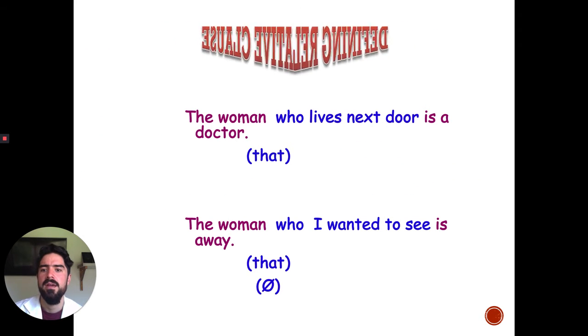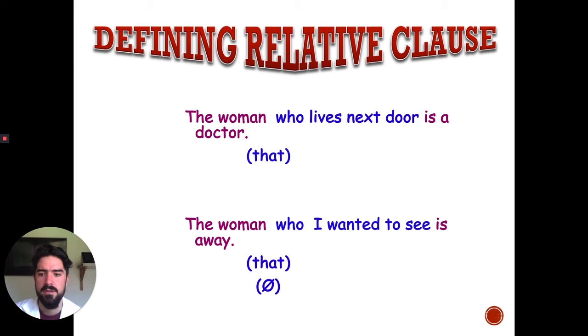So let's see. These are examples of defining relative clauses. The woman who lives next door is a doctor. Okay, I can use that instead of who. The woman that lives next door is a doctor. It means the same. And look at this one. The woman who I wanted to see is away. Or I can say the woman that I wanted to see is away. Or I can omit it. So I can say the woman I wanted to see is away.